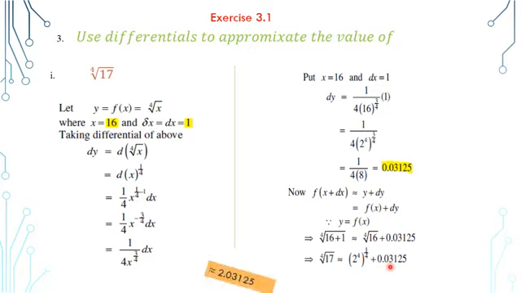0.01325. So the fourth root of 17 will be approximately equal to 0.03125. You can check this result by using a calculator.